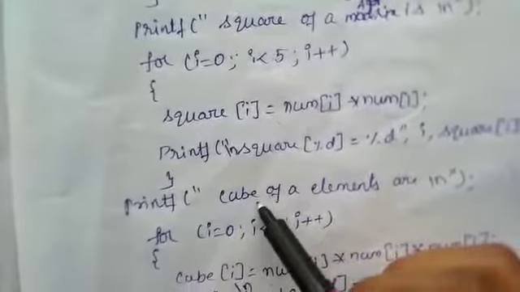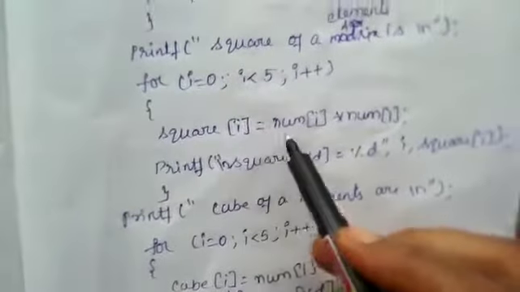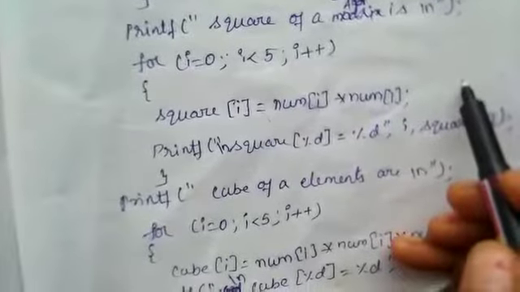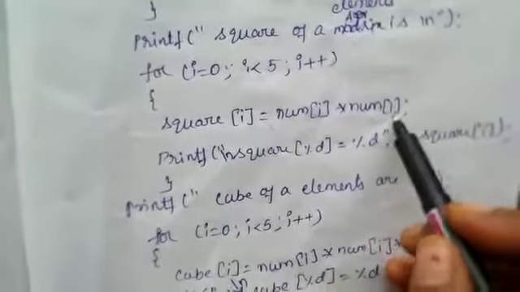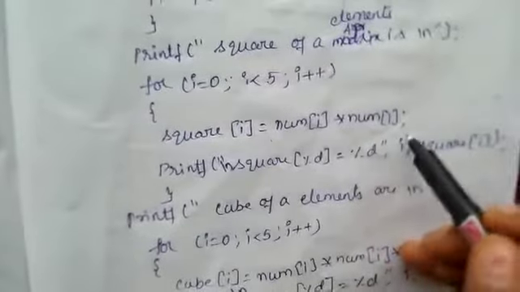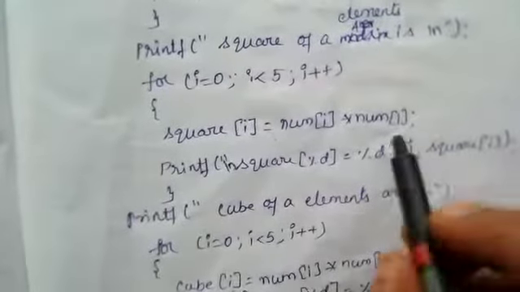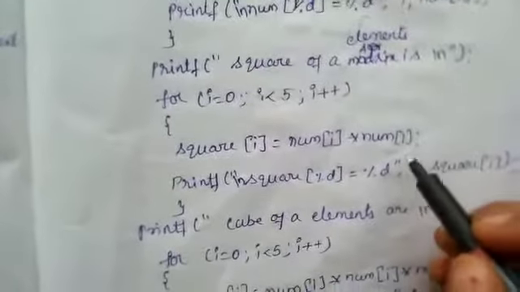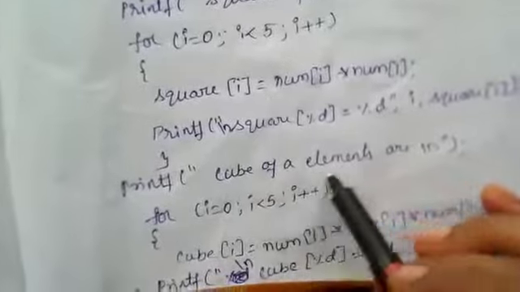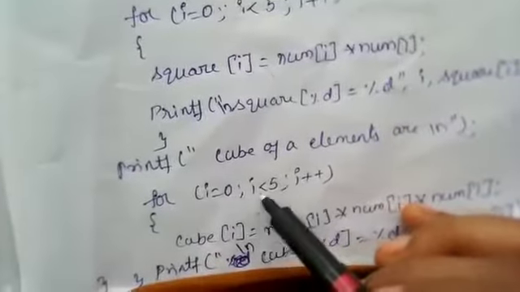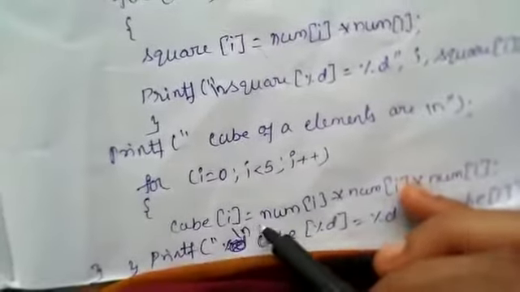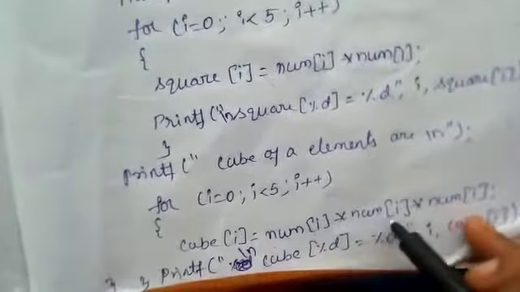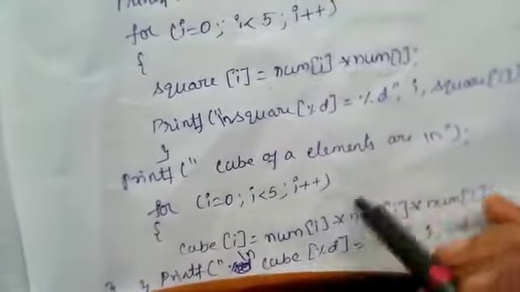How do you find the cubes of the elements? The same way: num of i into num of i into num of i. You have to cube that. 0 into 0 into 0, or 1 into 1 into 1, 2 into 2 into 2, 3 into 3 into 3, like this. Cube is nothing but 0 cube, 1 cube, 2 cube. So for the cube of the elements, for i is equals to 0, i less than 5, i plus plus, cube of i is equals to num of i into num of i into num of i. So num of 0 into num of 0 into num of 0. So that will be done.